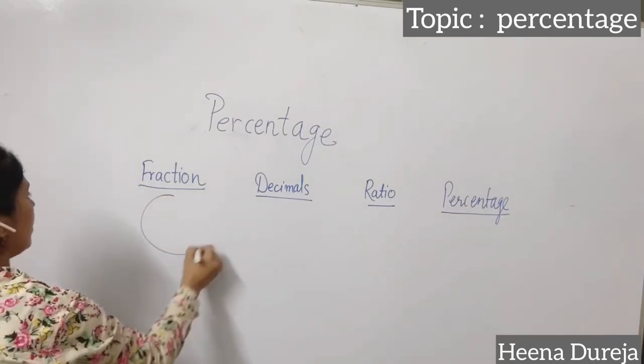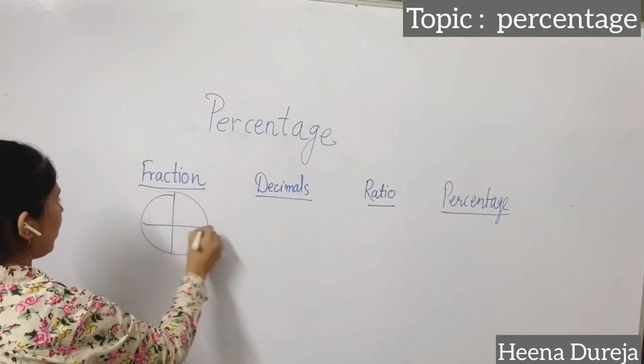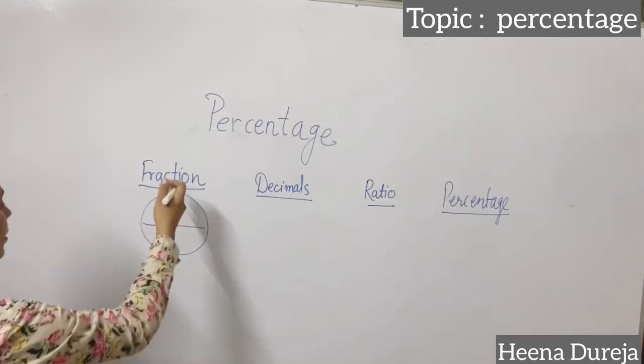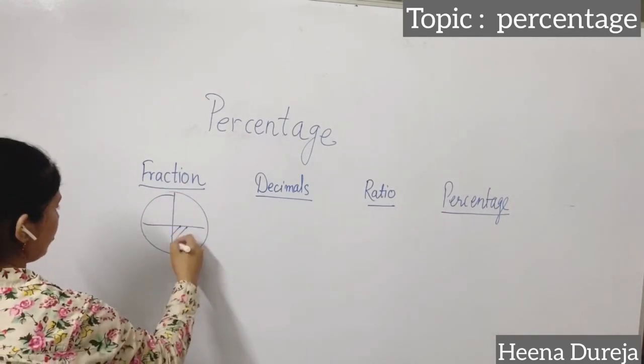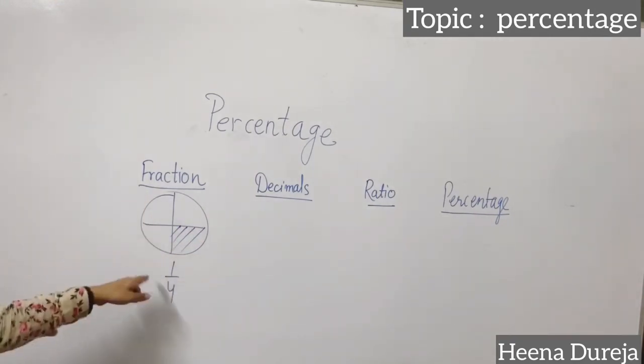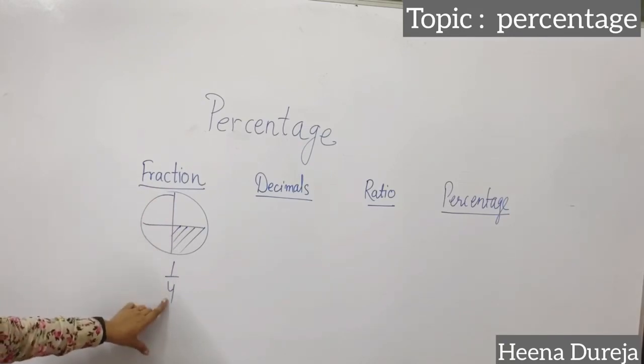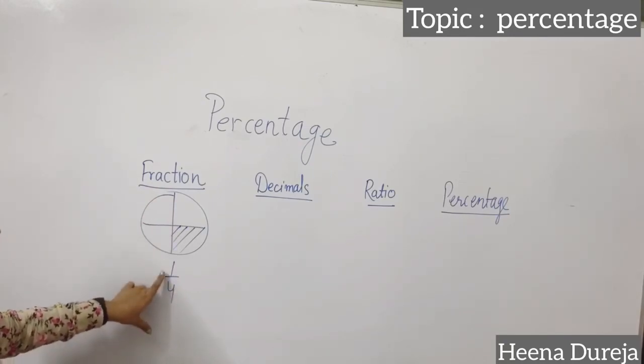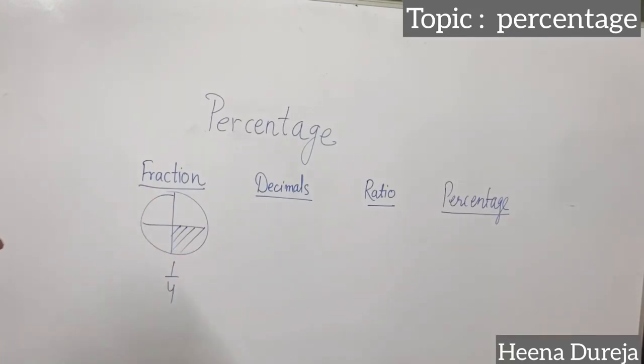How? See, if this is a whole and we divide it into some parts, like here I have divided it into four parts and I have shaded one part. So we'll say that one out of four. That means the whole is divided into four parts. Total are four, and out of four, one is shaded, right?